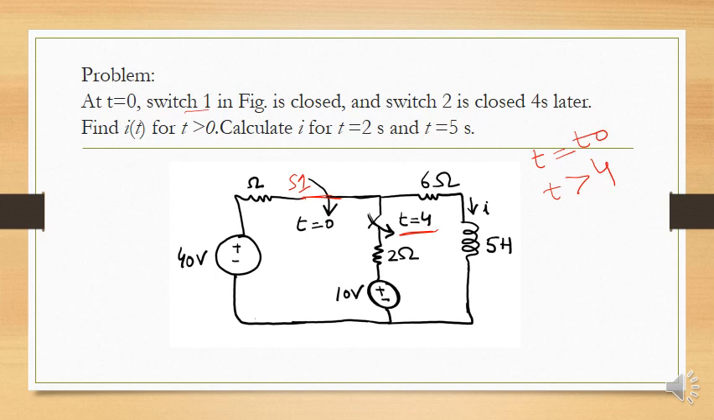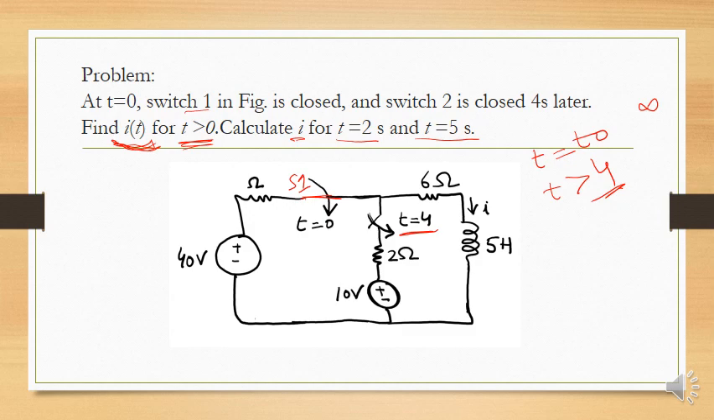How can we solve this type of question? And what do we have to find out? We have to find the current for t equal to 2 and t equal to 5 seconds. And we also have to find the total response i of t for t greater than 0. Greater than 0 means till infinity. It doesn't stop at t equal to 4. It is going till infinity, right?